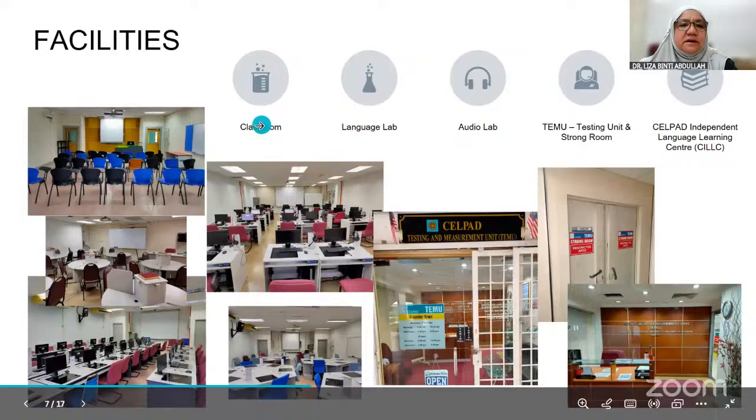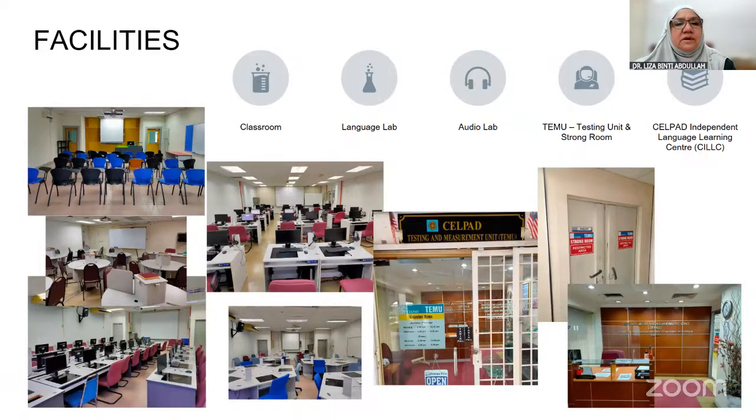Okay, and next we have facilities in CELPAD. Even though we don't have a lot of classrooms, because our building is not that big, we are also sharing our building with ITD, the Information Technology Department. So what we have here are some classrooms, and we also have a language lab, an audio lab, TEMU, which is a testing unit, and a strong room, as well as CELP, whose full name is CELPAD Independent Language Learning Center. It's like a small resource center down below, close to the mosque, where a lot of people are there, and we provide language advisor services, and students can come and play games and a lot more. So these are the facilities that we have in CELPAD.